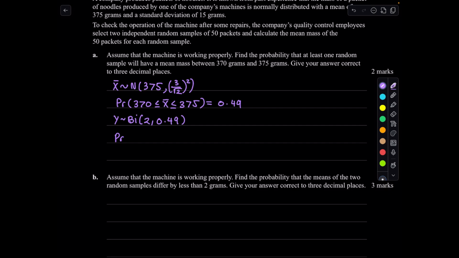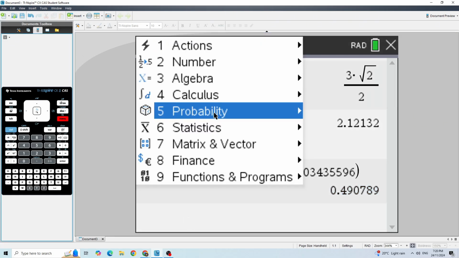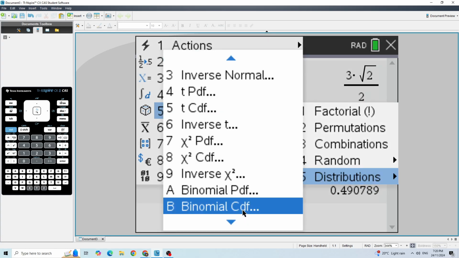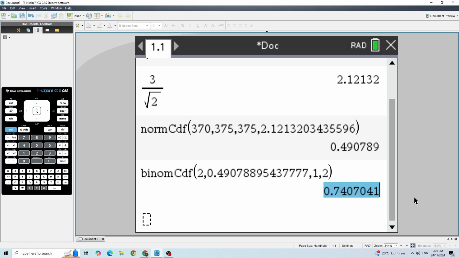So what we're overall trying to find is the probability that at least one is that. And you have to find this now. So let's use our CAS here. I'm going to Control C this, probability, go Menu, Probability, Distributions, Binomial CDF. So n, of course, is 375. So what am I doing? There's 2 samples, so 2. Probability of success is that. Lower bound is we're going 1 to 2. Enter, and that's your probability.